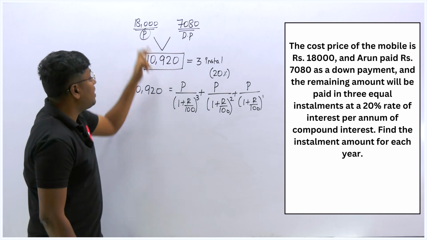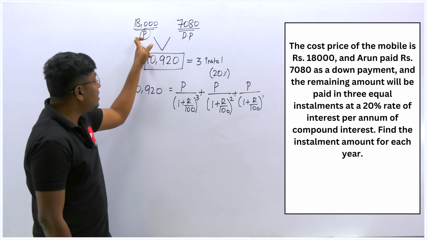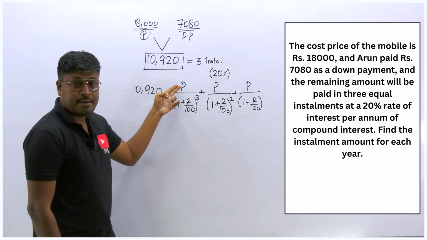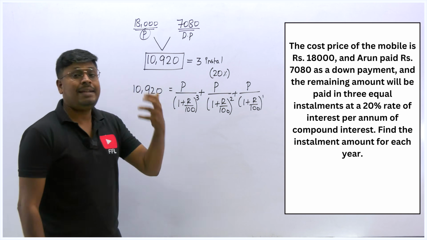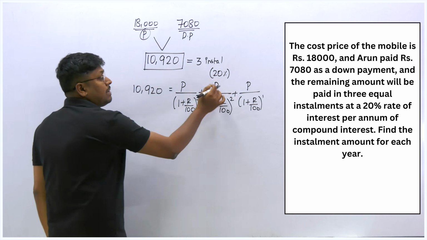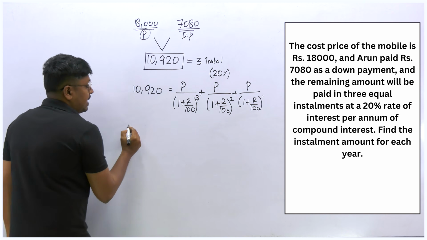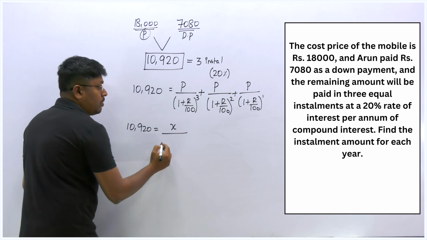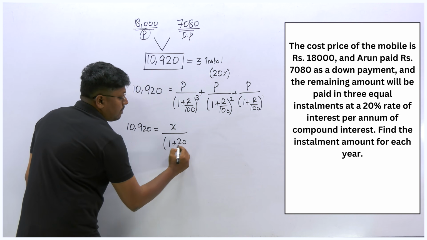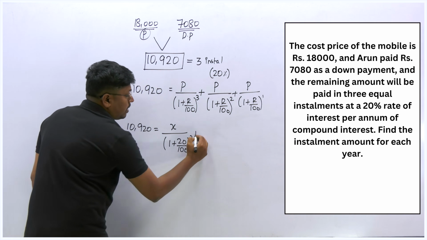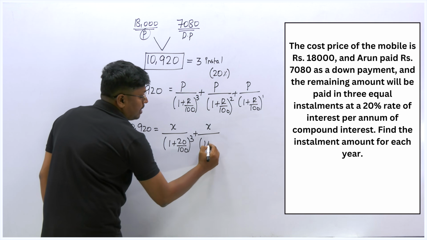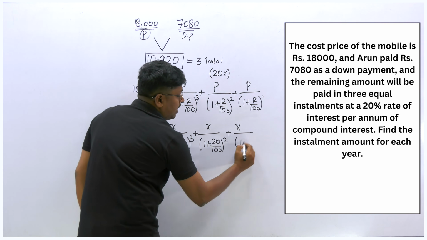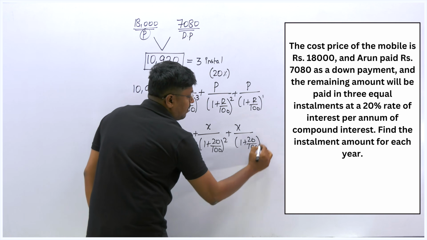Do not substitute the principal as 18,000 here, because that is the initial cost price of the mobile phone. Here the principal acts as the installment amount. So let's take the installment amount as X. So 10,920 equals X divided by (1 plus 20 by 100) power cube, plus X divided by (1 plus 20 by 100) square, plus X divided by (1 plus 20 by 100) power 1.